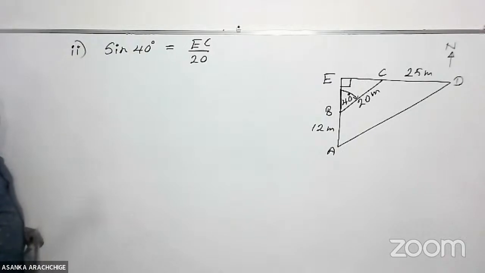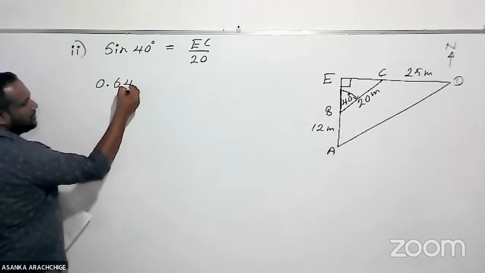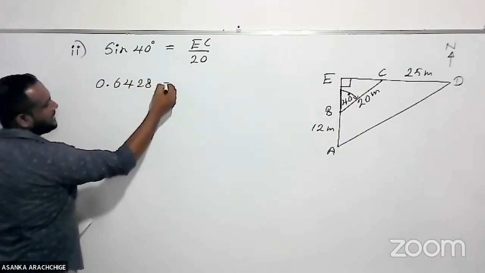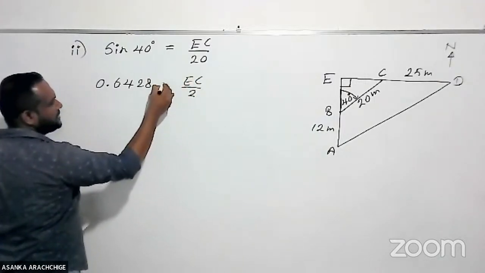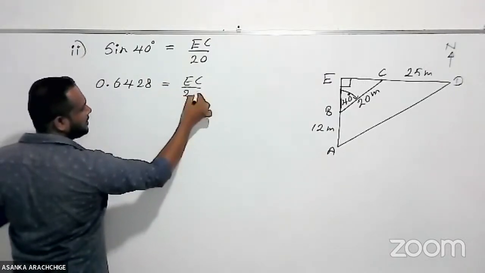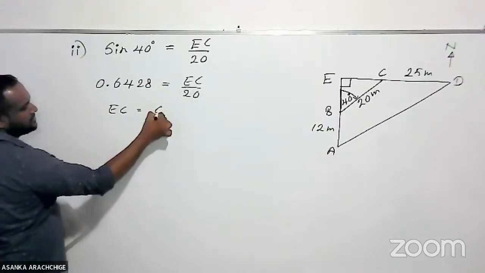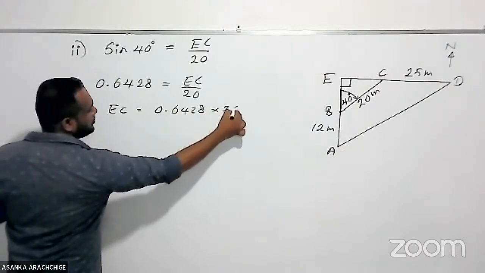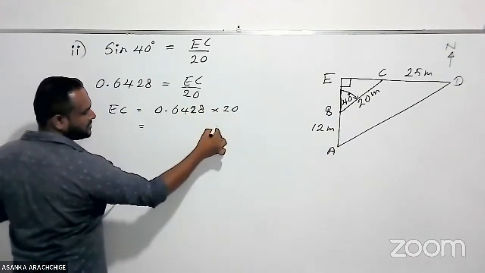So what is sine 40? 0.6428. That is equal to EC upon 20. Therefore, EC is 20 times 0.6428. Now do the cross multiplication and get the value of EC. 0.6428 times 20. Put the 0 at the end.